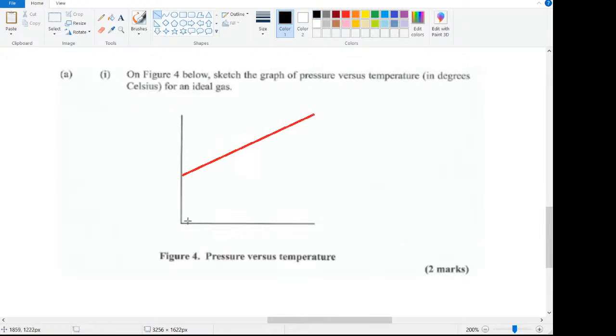And this is because if you were to continue this graph, it would end up at absolute zero here, minus 273. So there's pressure and there's temperature in Celsius. You don't have to put in this part here. I just drew it, but it's supposed to be touching kind of in the middle here.